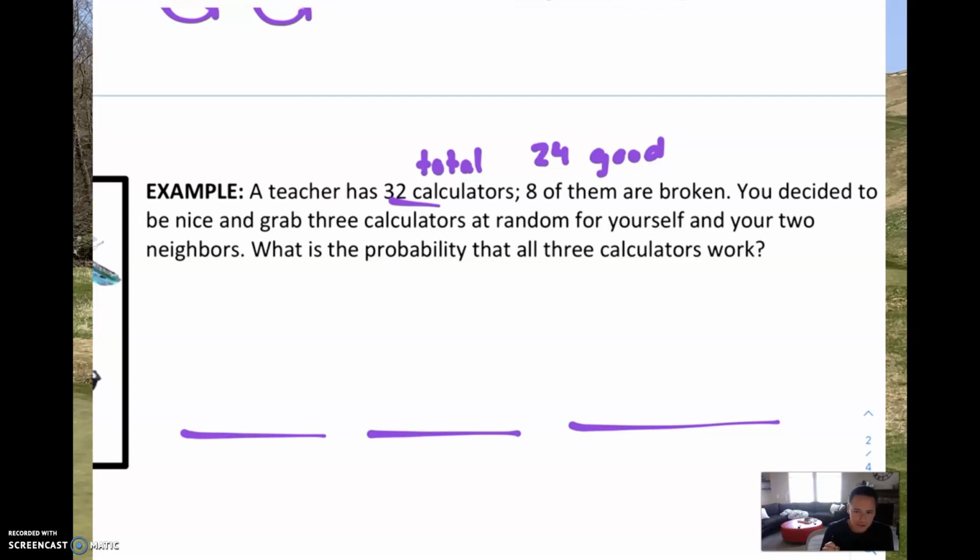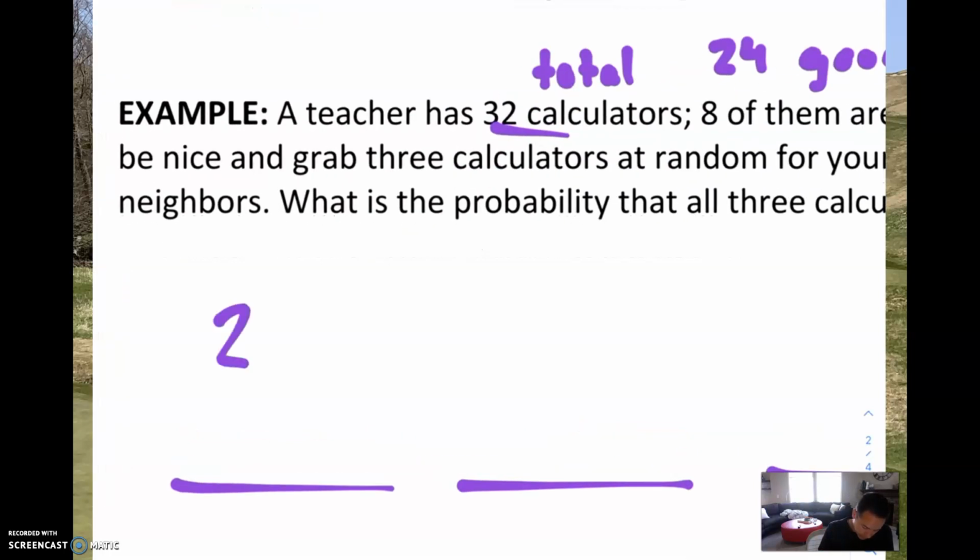So you're going to reach into that calculator pile, and I'm hoping that it works. What's the chance that the first one's a good one? Well, there's 24 good ones out of a total 32 calculators. So the chance that your first one is good, 24 out of 32. Now, let's say it was a good one. Yippee, it works. How many good ones are left? Well, you just took one of them away, so there's only 23 of them left.